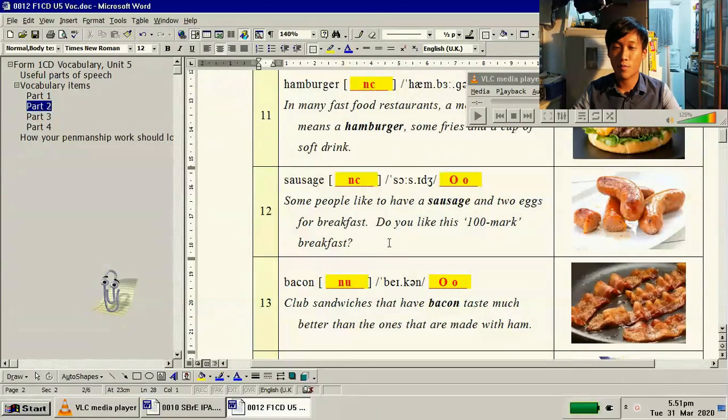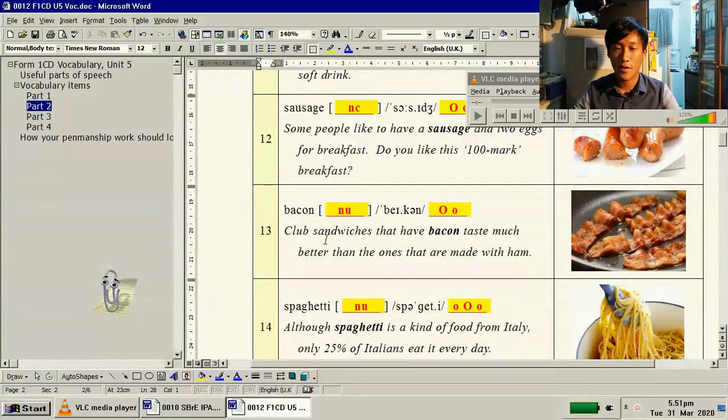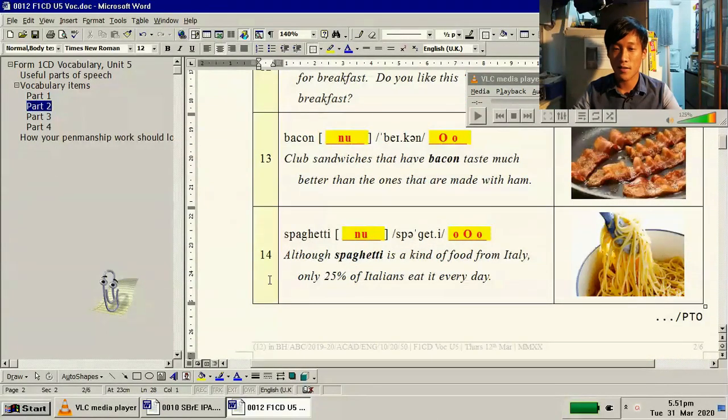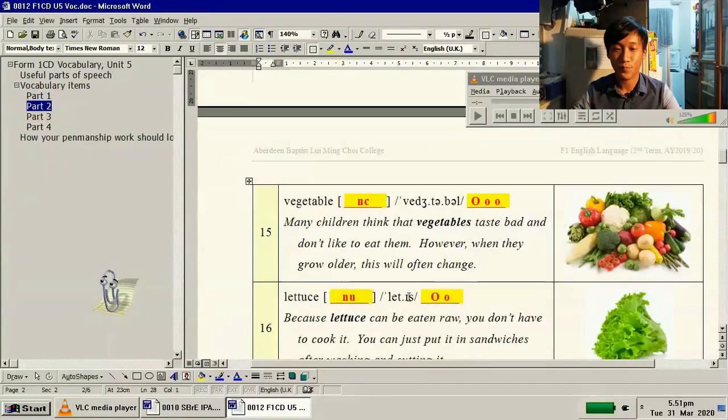Do you like this 100-mark breakfast? 13. Bacon. Club sandwiches that have bacon taste much better than the ones that are made with ham. 14. Spaghetti. Although spaghetti is a kind of food from Italy, only 25 of Italians eat it every day. 15. Vegetable. Many children think that vegetables taste bad and don't like to eat them. However, when they grow older, this will often change.